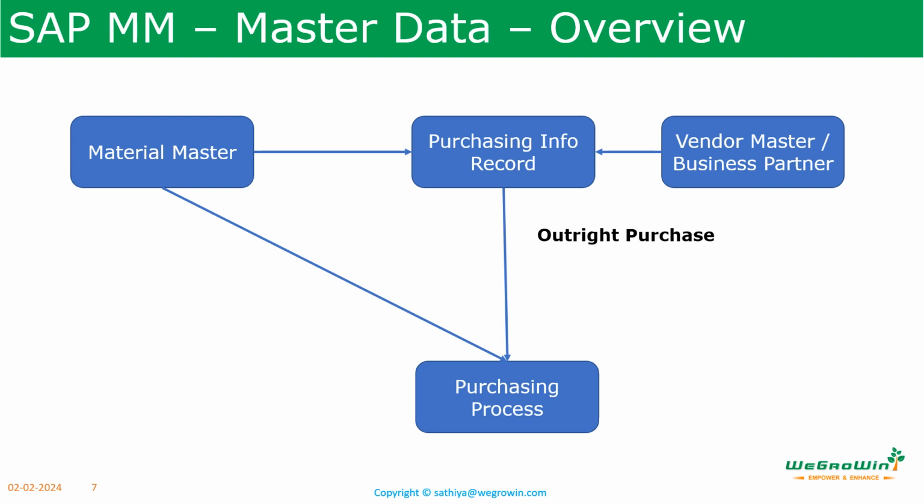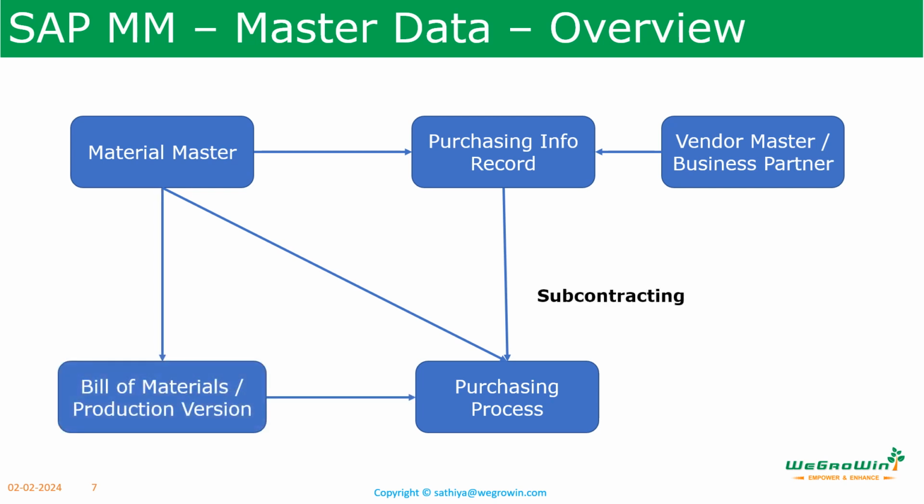It also copies details like unit of measure and material short text from the material master record. The data in the business partner record include the address, payment terms, etc. We can also store details for a particular material with a specific vendor through purchasing info records. In case of subcontracting, we need bills of material and the production version for materials management also.